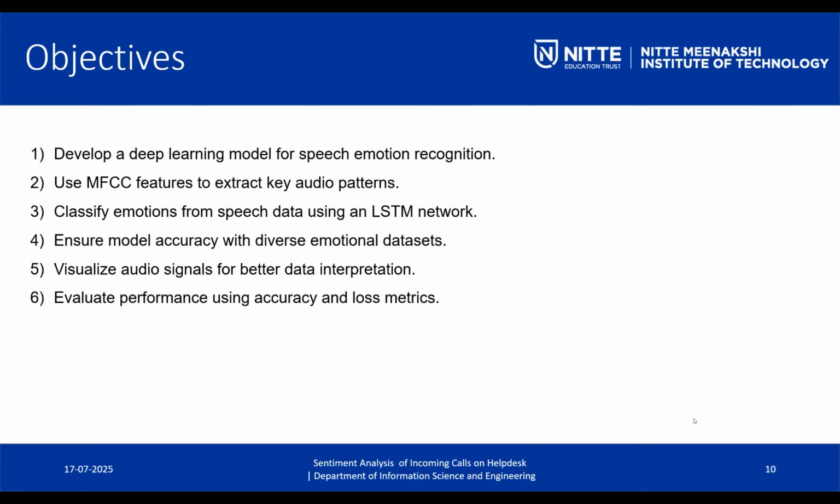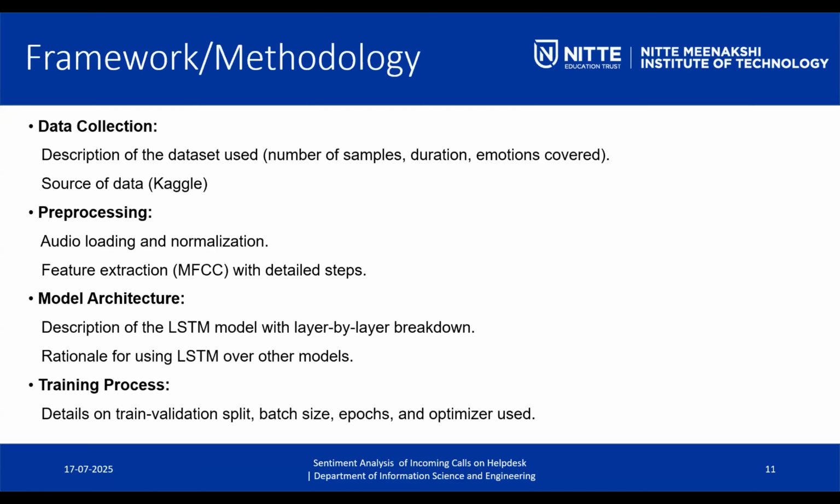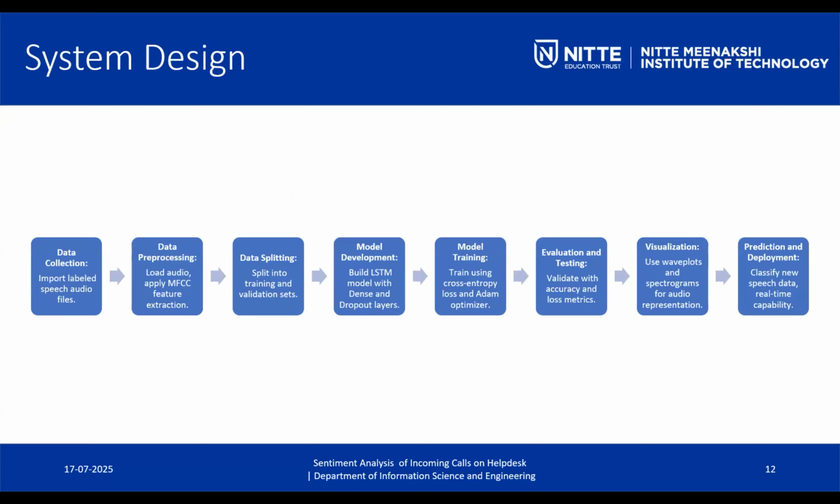The objectives were to build a speech emotion recognition model using deep learning, extract useful features from voice using MFCC, train the model using an LSTM network, ensure good accuracy across various emotions, and visualize the results to analyze performance. The methodology and approach we used for the project was we collect emotional voice data from Kaggle, pre-process the audio using MFCC, which captures tones and patterns, build an LSTM-based model that can understand sequential audio, and train it using proper parameters: batch size, epoch, optimizer, etc.